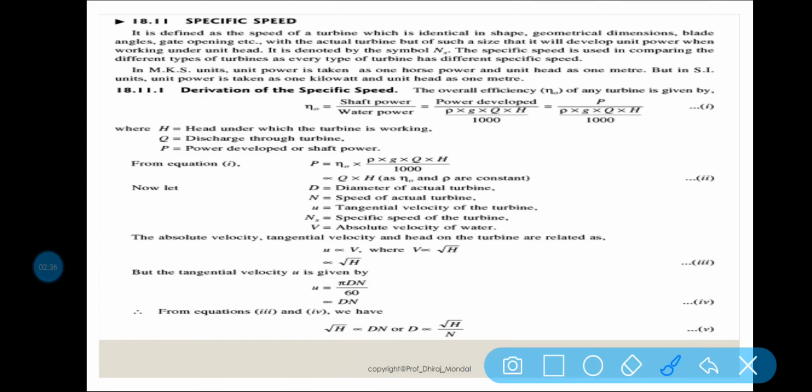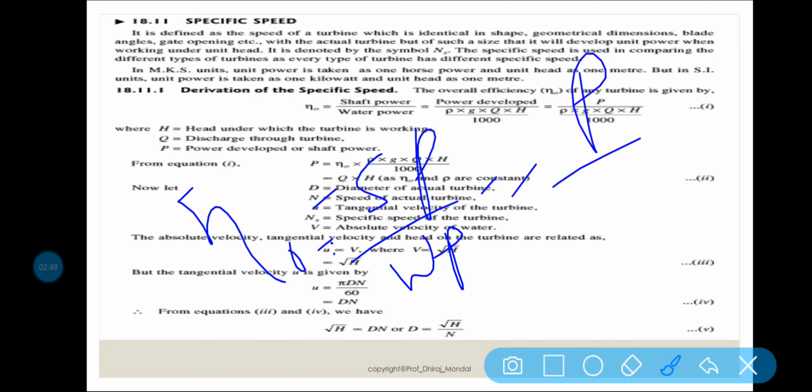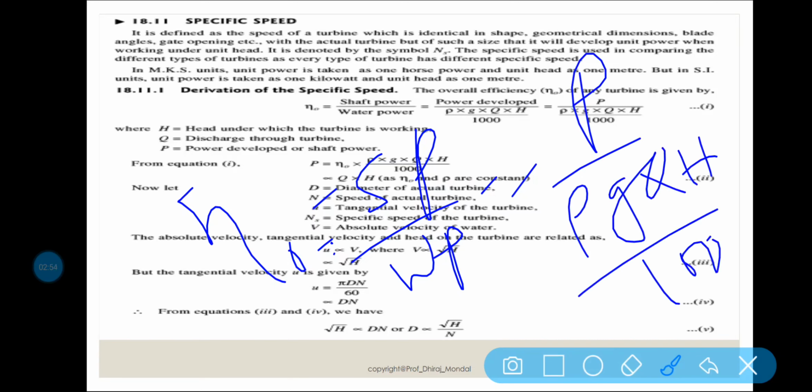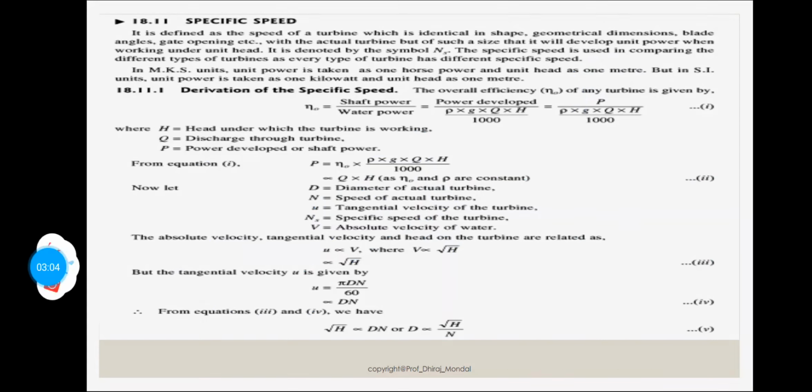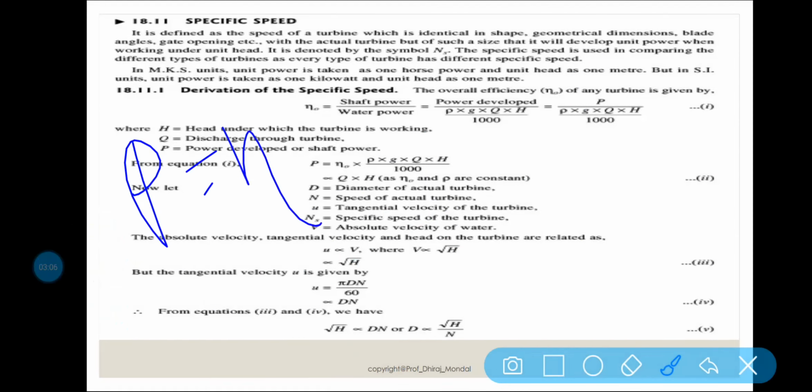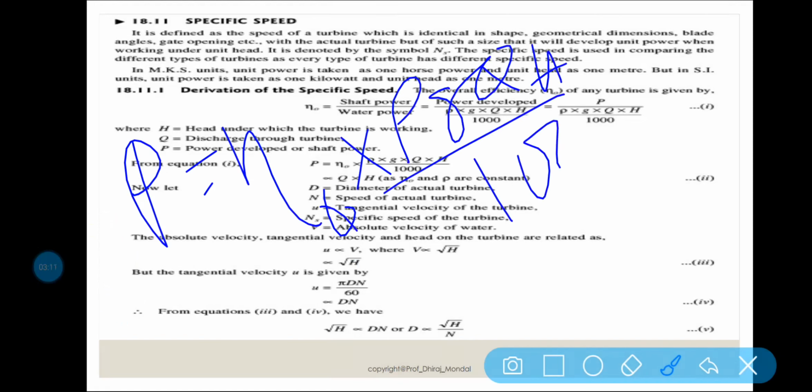Now, how can we calculate the specific speed? You know that overall efficiency is equal to shaft power by water power. If I consider shaft power as P, water power we can write as rho g Q H by 1000. So power is equal to overall efficiency into rho g Q H by 1000.